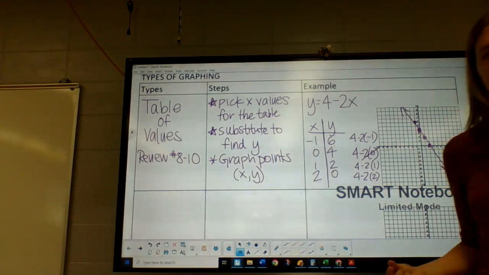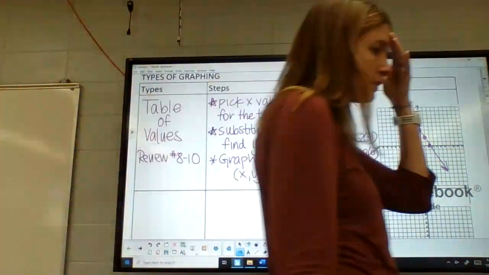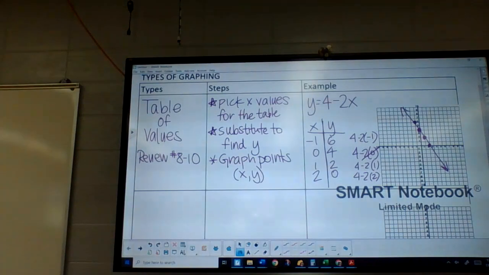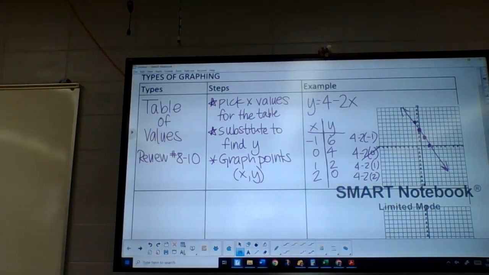Now I know you guys can graph other ways. There's other ways we know how to graph, but if I'm asking you guys to graph by a table, I expect you guys to make a table. Any questions there with that? The next type of graphing we learned was graphing by intercepts. That's where we only find the 2 points and then draw a line.